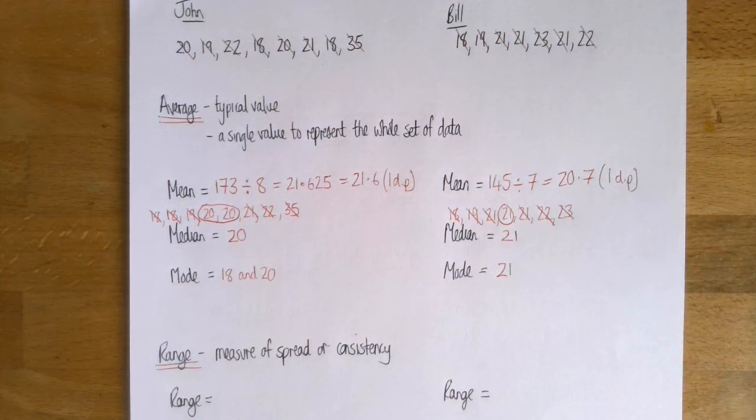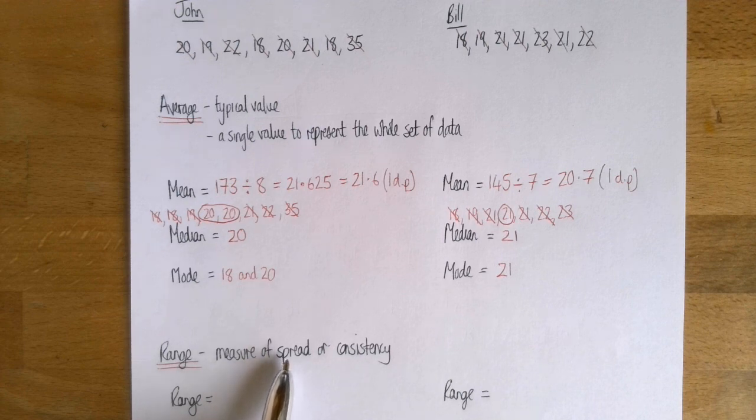So the other thing we can measure is the range. Now the range is a measure of how spread out the data is. And a good word we often use with range is consistency. If data is very spread out, we say that that is inconsistent, whereas if it isn't very spread out, we say it is consistent. And the range is easy to calculate. We just take the biggest value and we subtract the smallest value.